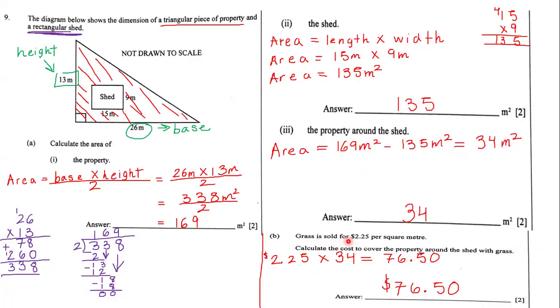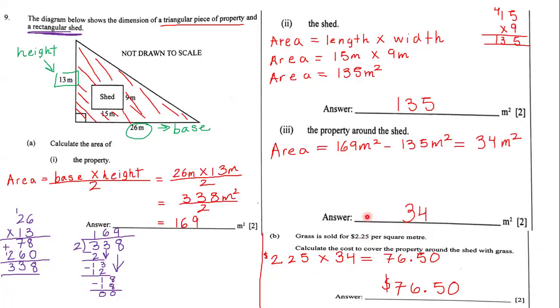Wait. You understand this one? Not a lot. Okay. So with this one, we know that each square meter costs us $2.25, right? Yes, sir. That's how much for each square meter. But how many square meters do we have? Based on that, 34. We have 34.